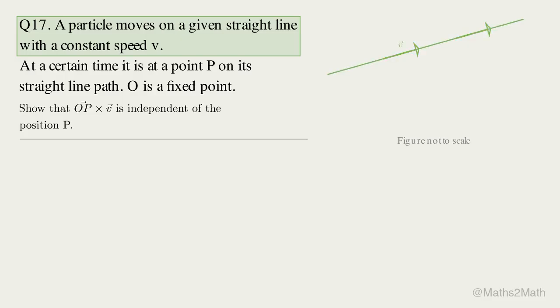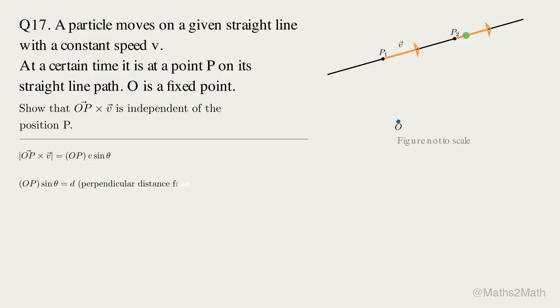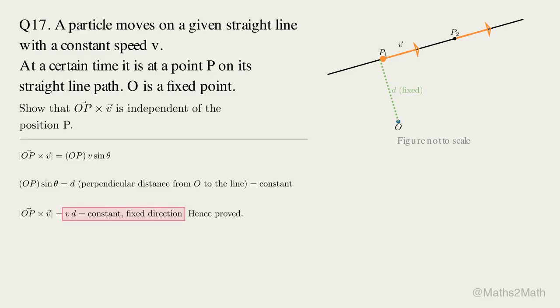Question 17. A particle moves along a fixed straight line with constant speed v. P is its position, and O is a fixed point. We must show that OP cross V does not depend on where P is on the line. What does this mean? The cross product should come out the same for every point of the line. The magnitude of OP cross V is OP times V times sine theta, where theta is the angle between OP and the line. But OP sine theta is the perpendicular distance d from O to the line, which is fixed, whatever P we choose. So the magnitude is Vd, constant, and the direction, perpendicular to the plane of the line and O, is also fixed, hence proved.